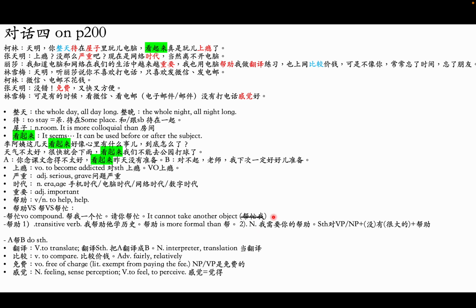我需要 means need. 我需要你的帮助. Another structure we can use is something 对 some verb phrase or noun phrase 有帮助 is helpful, or 有很大的帮助. For example, 每天听录音对学中文有很大的帮助. Listening to the recording every day is very helpful for learning Chinese.